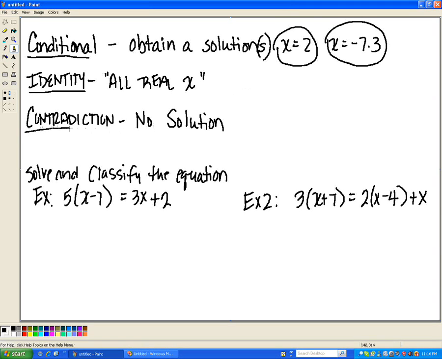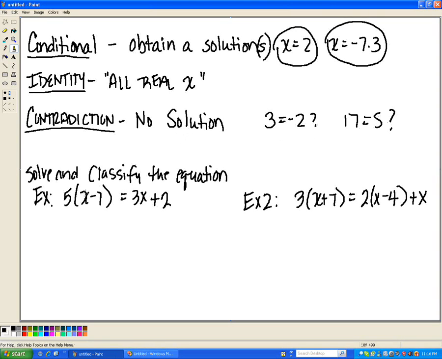Finally, we can classify an equation as a contradiction. That means that there is no solution. And we end up with crazy things like 3 equals negative 2 or 17 equals 5, all right? There is no value for x that makes it a true mathematical statement.